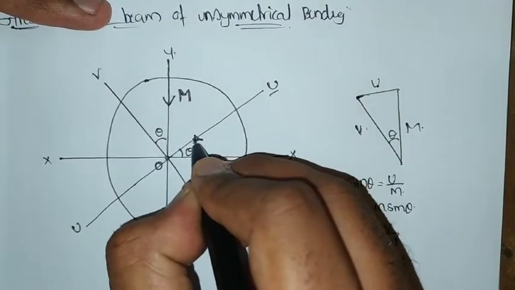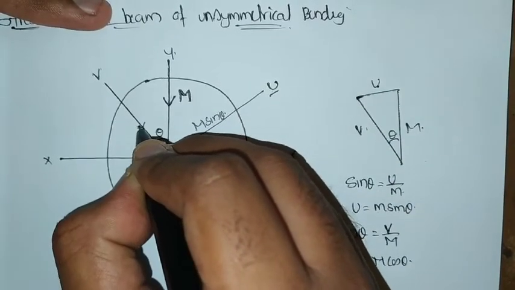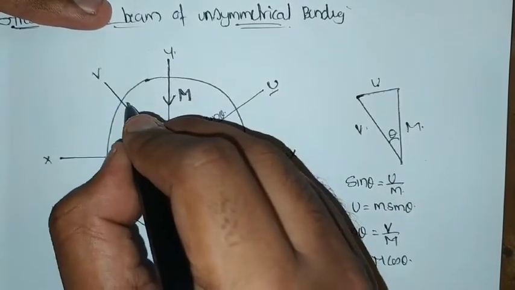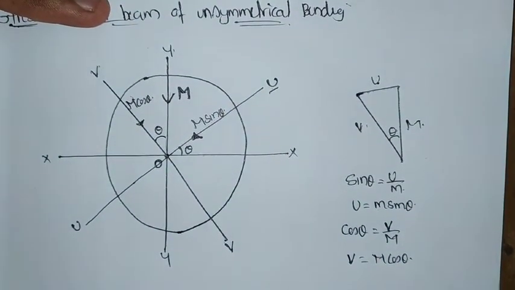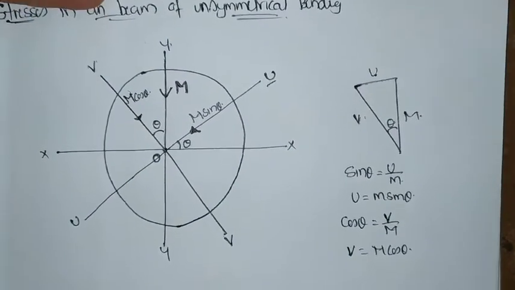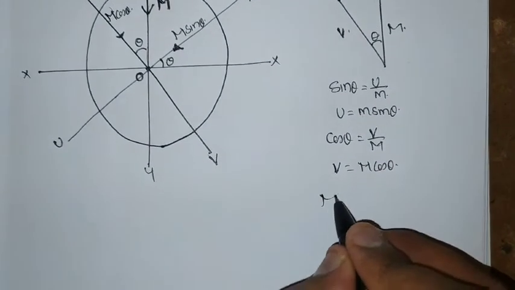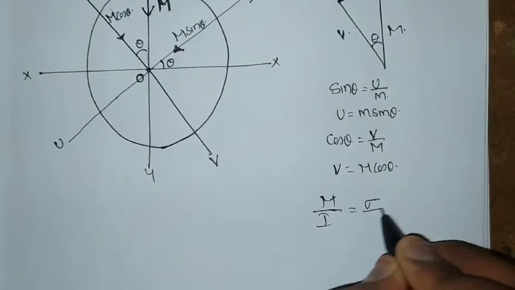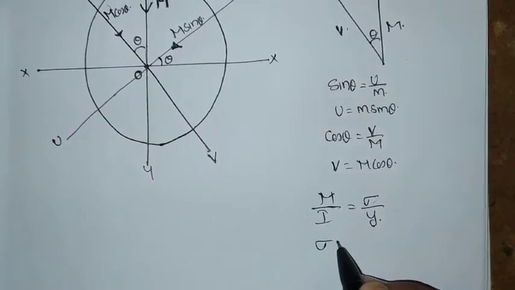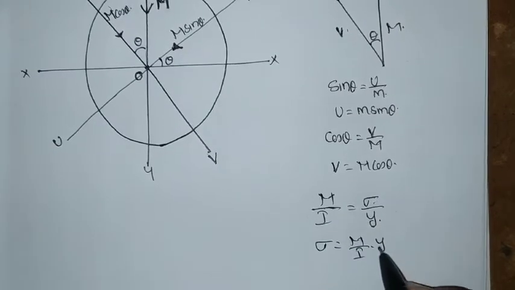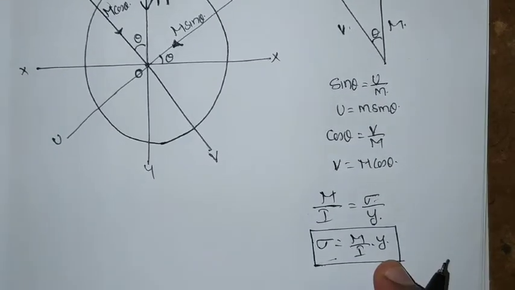So in the u component you are going to get the moment m sin theta, and in the v component we are going to get the value of m cos theta. So now we have to find out the bending stresses. Similarly, from the second unit we know that M by I is equal to sigma by y. So the stresses we are going to find out with respect to sigma. Therefore sigma is equal to M by I into y. With respect to this equation, now we are going to find out the stresses.